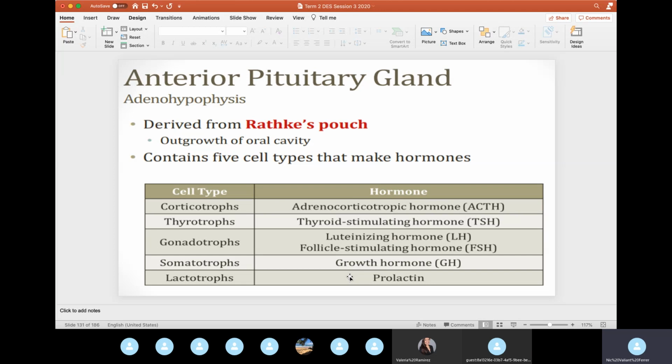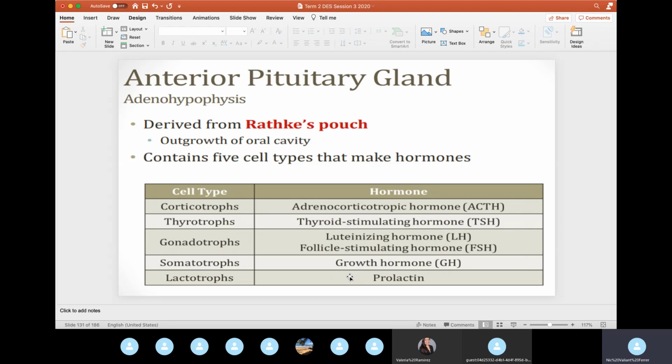So we'll talk about this one, anterior pituitary, Rathke's pouch. What are the hormones from your anterior pituitary? Flat pig, go. FSH, LH, ACTH, TSH, prolactin, growth, GH, growth hormone.